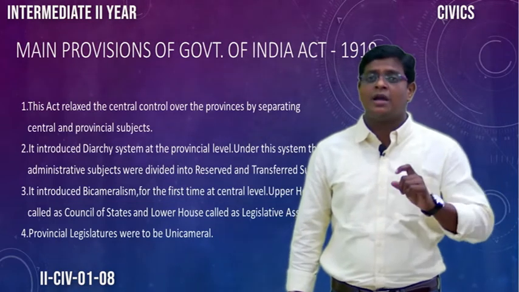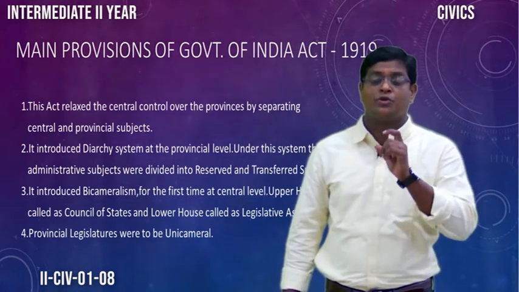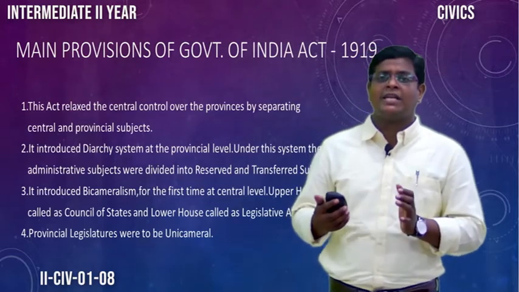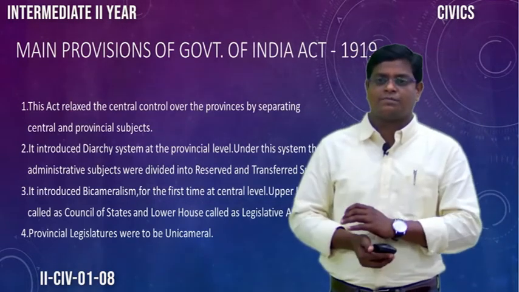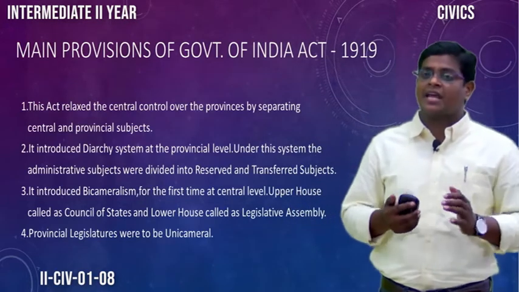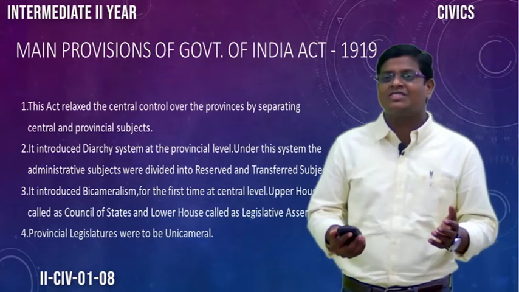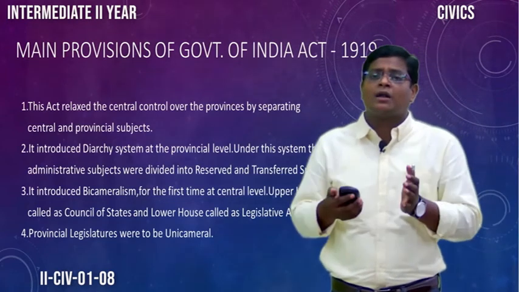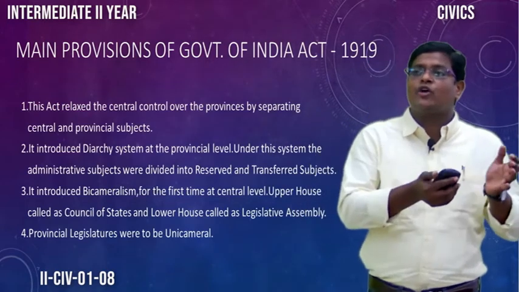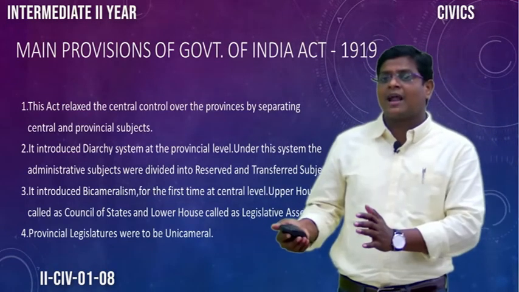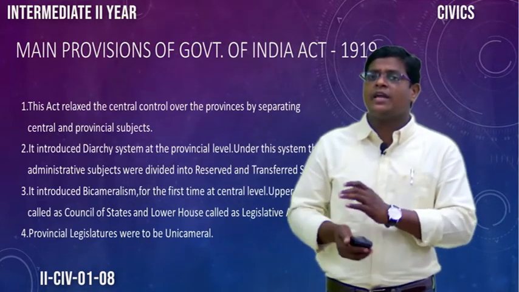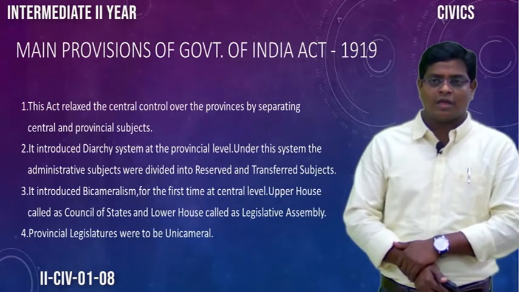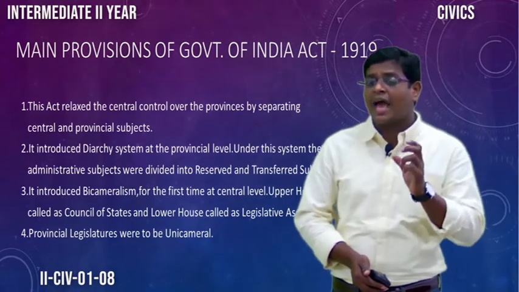What is the diarchy system? Diarchy is nothing but a dual system, dual government. Under this diarchy system, the entire administrative subjects were divided into reserved subjects and transferred subjects. What are the reserved subjects? What are the transferred subjects? The reserved subjects are the subjects which are very powerful and income oriented. These subjects were enjoyed by the British ministers. Whereas the transferred subjects, which are less income oriented and more responsibility oriented, were vested with the Indian ministers. Here is the divide and rule policy. That was the diarchy system.